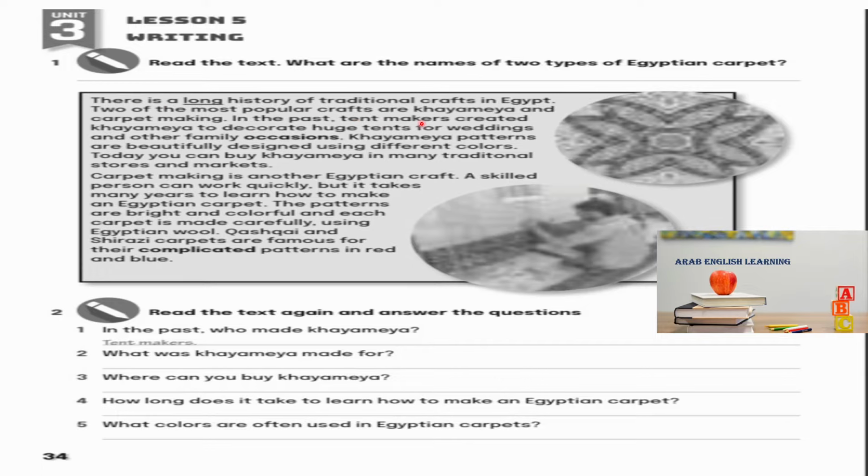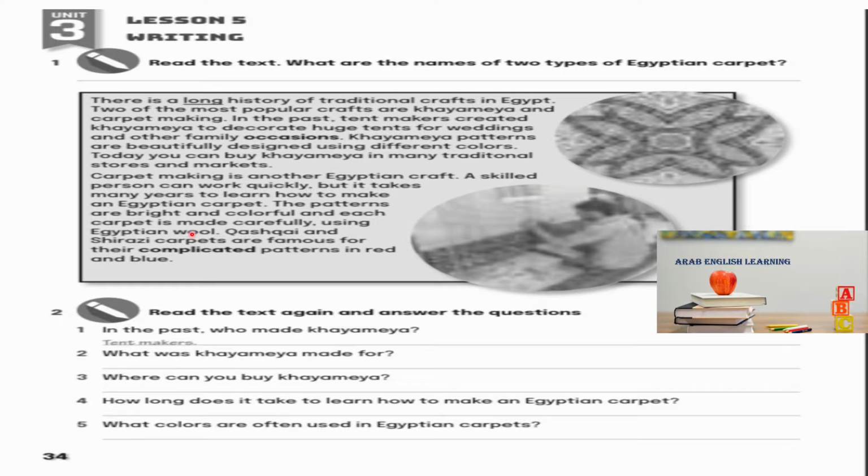In the past, tent makers created khayamiya to decorate huge tents for weddings and other family occasions. Khayamiya patterns are beautifully designed using different colors. Today, you can buy khayamiya in many traditional stores and markets. Carpet making is another Egyptian craft. A skilled person can work quickly, but it takes many years to learn how to make an Egyptian carpet. The patterns are bright and colorful, and each carpet is made carefully using Egyptian wool.